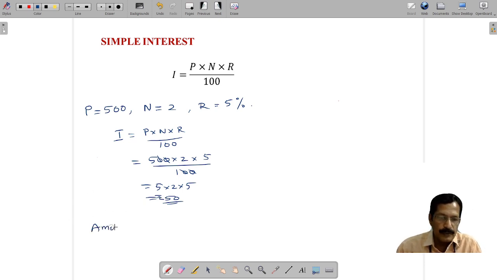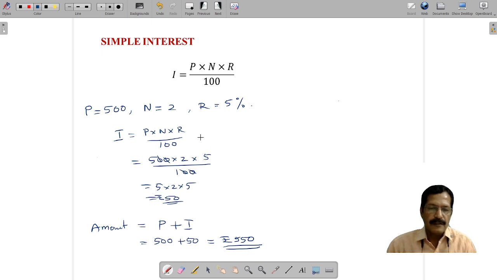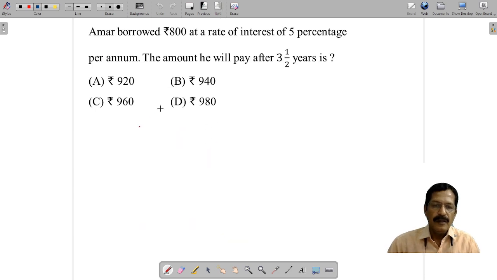What about the amount? Amount is equal to principal plus interest. The principal is 500 and the interest is 50, so the amount is rupees 550. This is the procedure of finding simple interest. Let us have an example. Amar borrowed rupees 800 at the rate of interest of 5% per annum. Per annum means per year. What amount will he pay after 3.5 years?